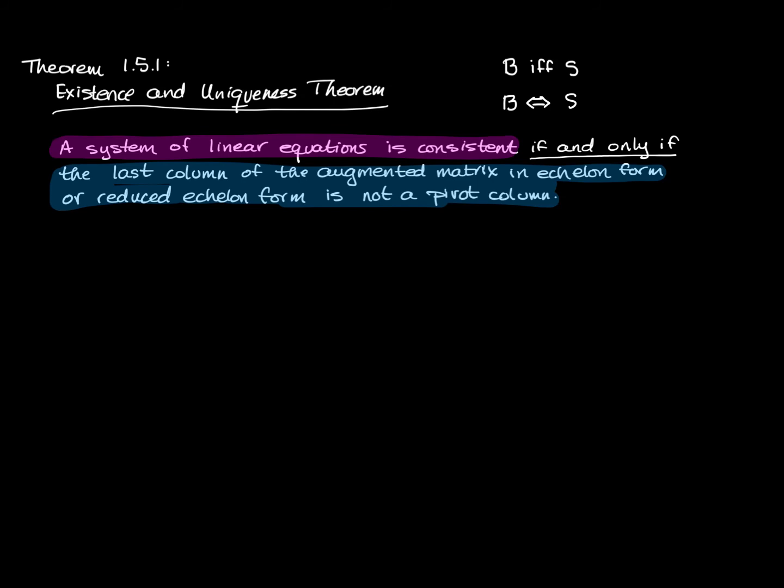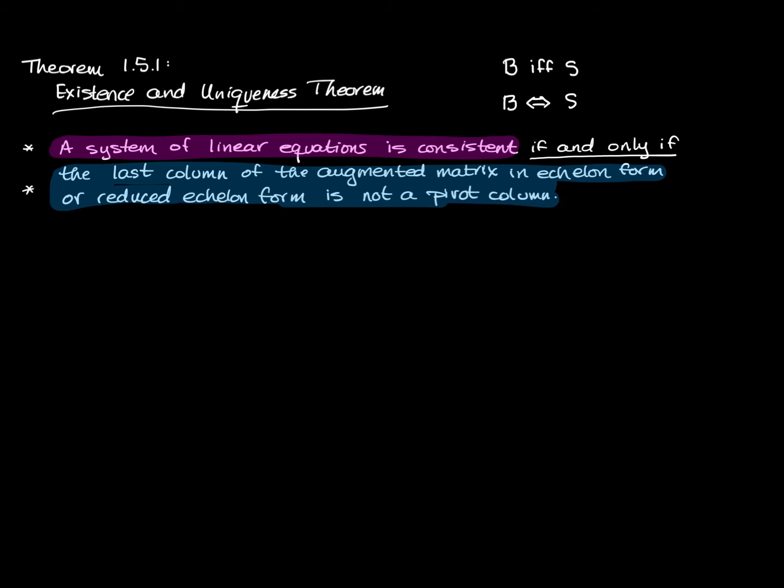So there are two different things here. One is the system of linear equations being consistent, and the other is that the last column of an augmented matrix in echelon form is not a pivot column. That's one statement, and another statement is a system of linear equations is consistent. Now this theorem says that it doesn't matter which one of those things you start with. If you have one, you automatically have the other.